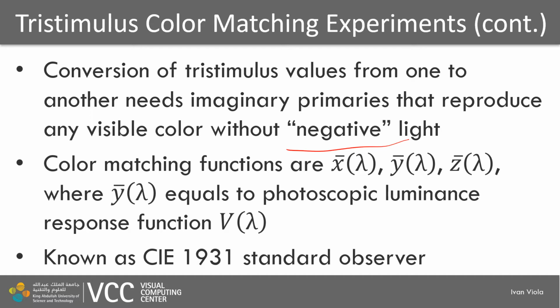And in these color matching functions, we define it such that the Y color matching function is equal to the photopic luminance response function, V lambda. This means this is the achromatic component. So we would like to have a separation into chromatic components of the color and an achromatic component which encodes the luminance.